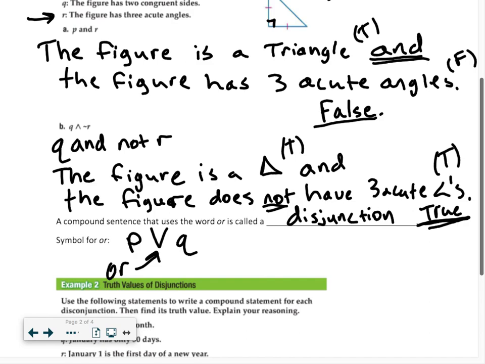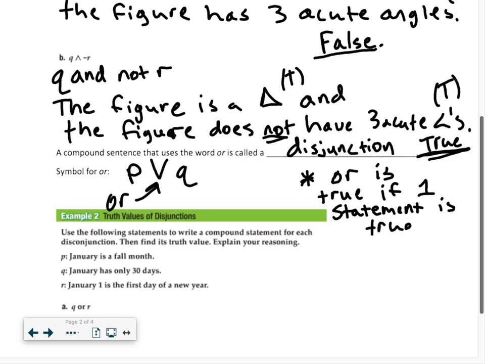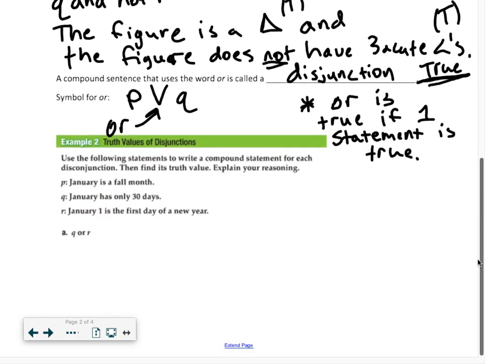And you might also want to make note, "or" is true if one statement, only one, has to be true. Two could be true, and that would make it true, but only one has to be true to make an "or" true. So use the following statements to write a compound statement for each disjunction. Then find its truth value. So we're doing Q or R.